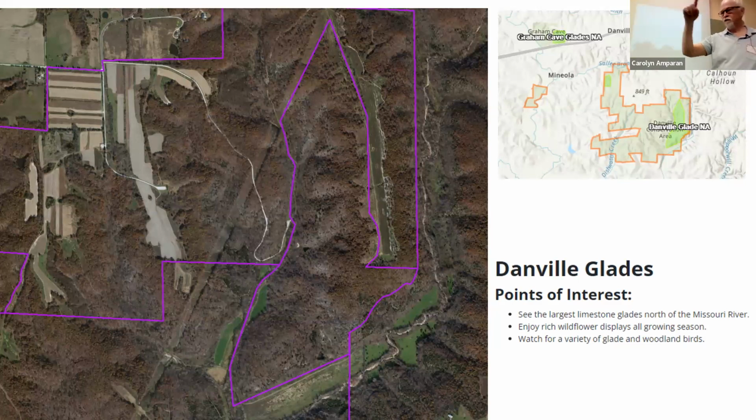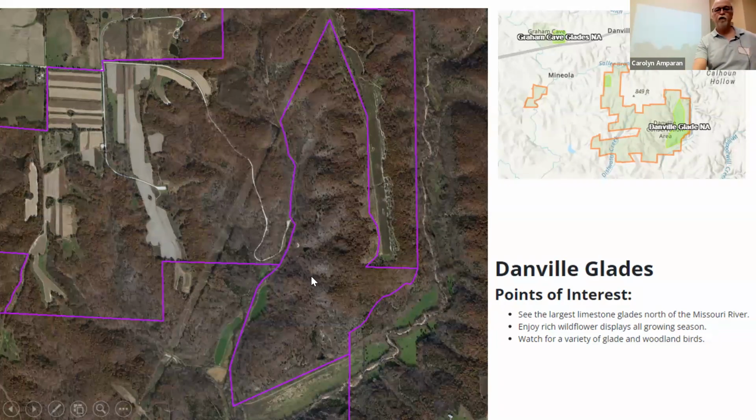Go towards St. Louis. You can get off on the Danville exit. You can go to the Danville Glades, and you can see the points of interest here. The largest limestone glades north of the Missouri River enjoy rich wildflower displays and so on and so forth. And the natural area is this purple area right here.